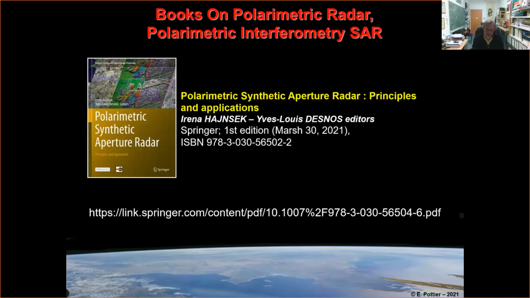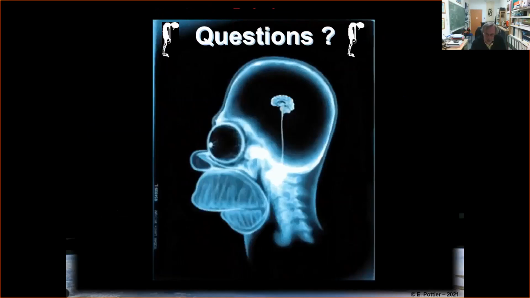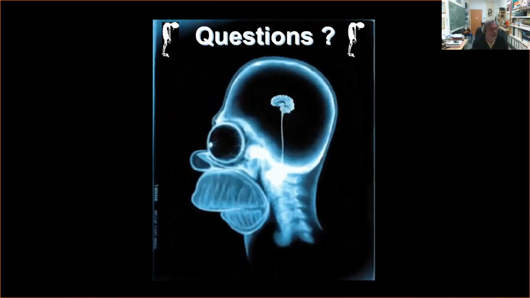So the editors are Irena Hajnsek from DLR, so you will see Irena on Thursday, and Yves Desnos from ESA, who is the head of the research department at ESA, H3. And I also provide this book inside the PolSARpro environment. So you will see this afternoon how you can have access to this book. Okay, so it was the end of the introduction.